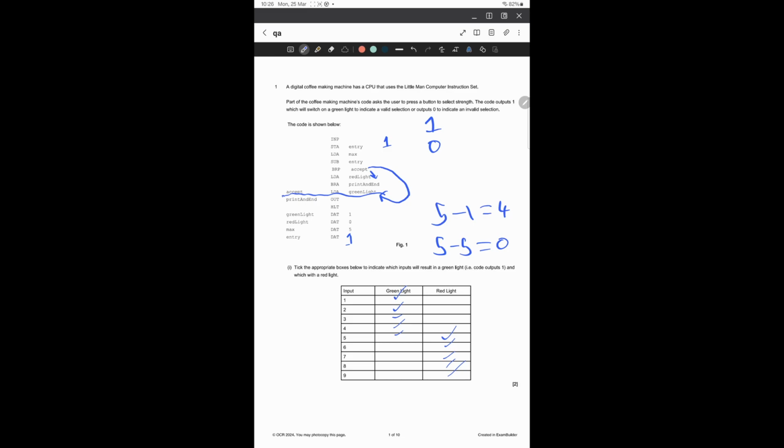That's why it's so few marks, because it is just a bit of simple maths. If you can work out how the first one works, you can pretty much guess the rest of them. But you could obviously do 5 take away 2, 5 take away 3, and so on to get the correct answer. So that's 2 marks there, just for simply tracing the program and figuring out where those branches go.